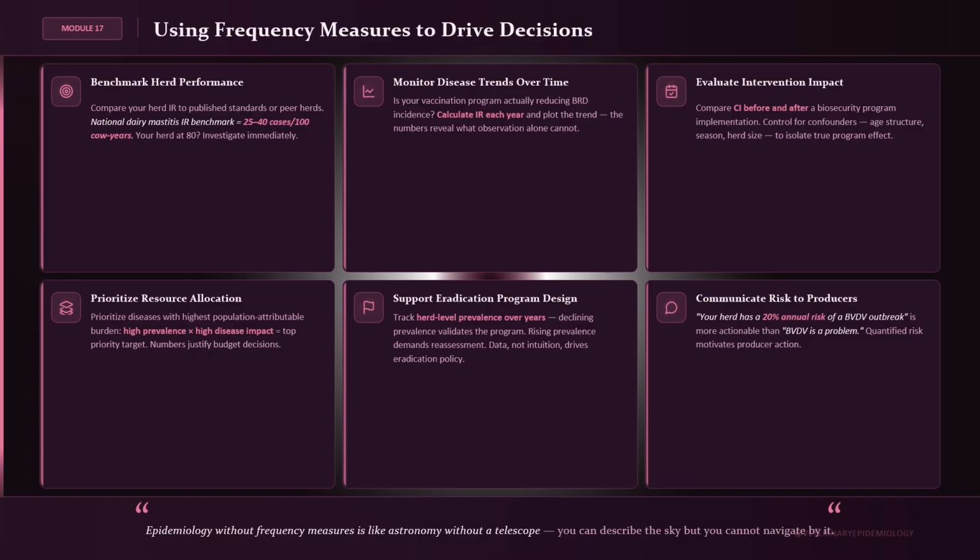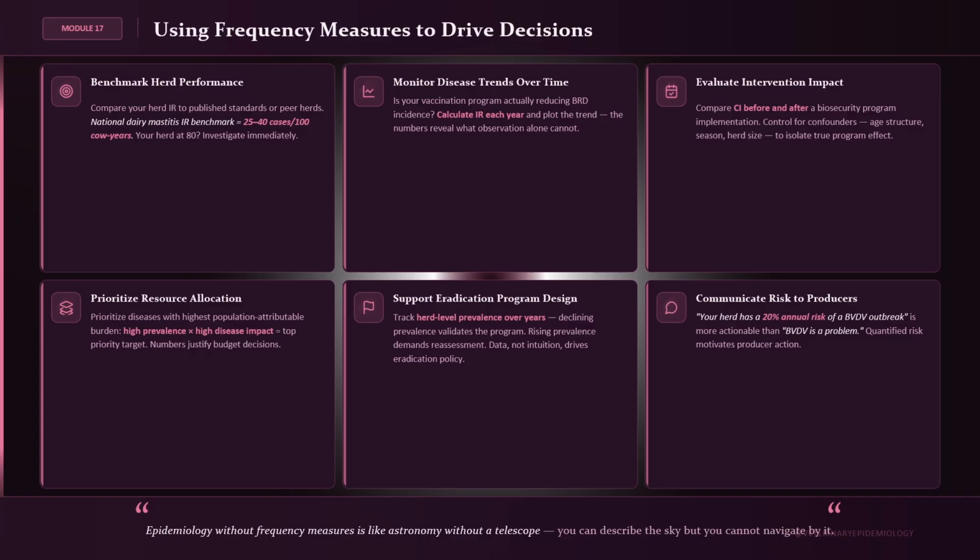Fourth, prioritizing resources. You can't chase everything, so target the diseases with the highest population burden. High prevalence times high impact equals top priority. Numbers are what justify the budget.